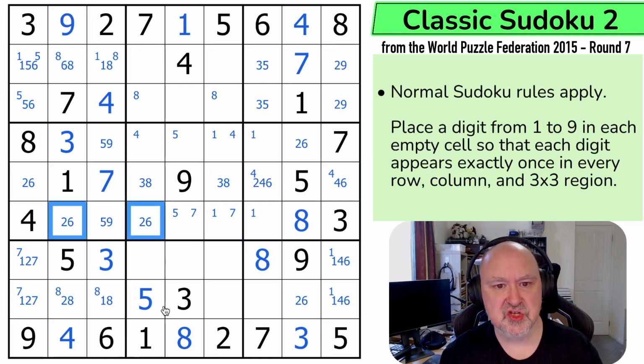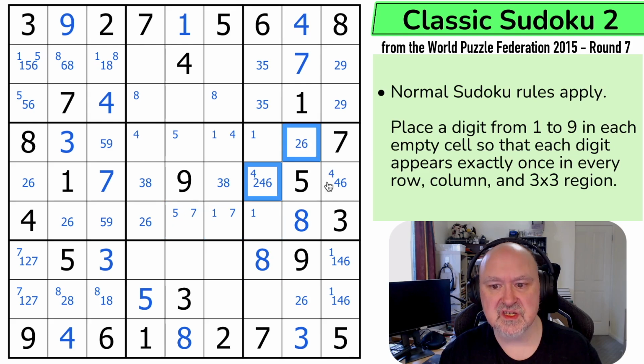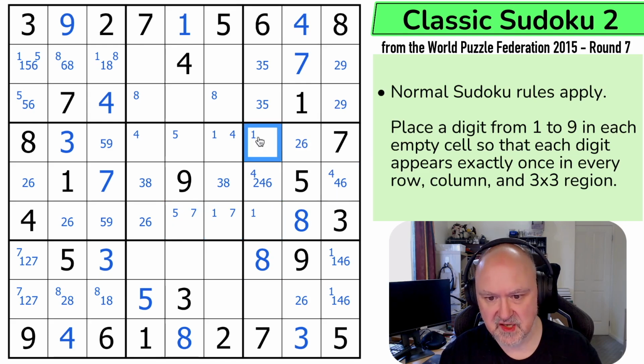And this has given me a 2-6 pair in the row. So there's no 2 or 6 in any of those. In fact, this is a 2, 4, 6 triple. That's what I should have seen. So these are 1, not 2, 3, 4, 5, 6, 7, 8. These are a 1-9 pair.